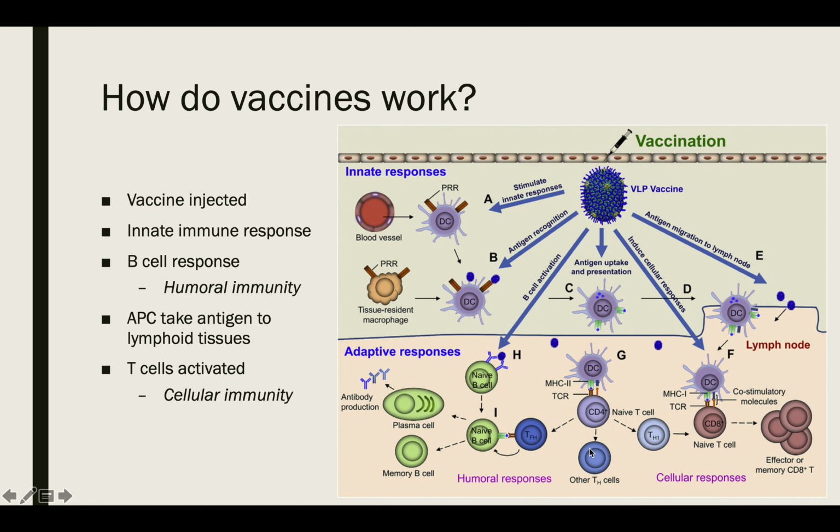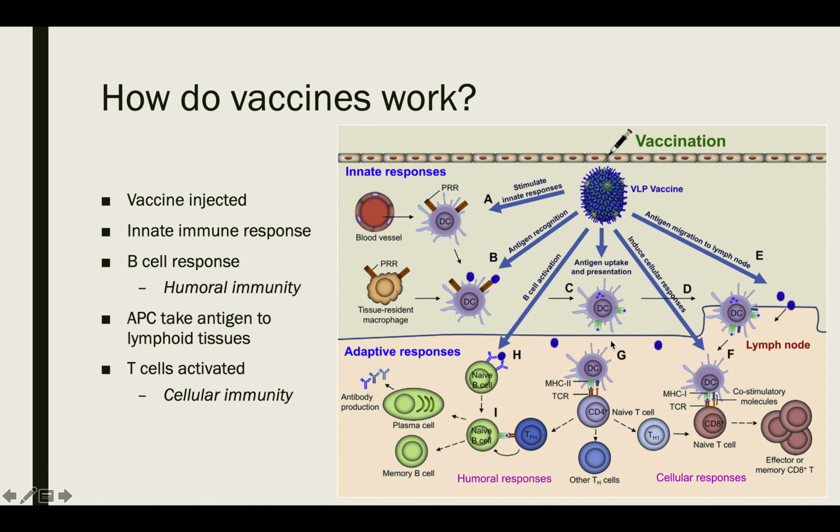And CD4 cells can differentiate into multiple other types of T cells. So we didn't even talk about most of the types of T cells, but there's a lot. So anyway, all of this is what's happening when you get a vaccine.